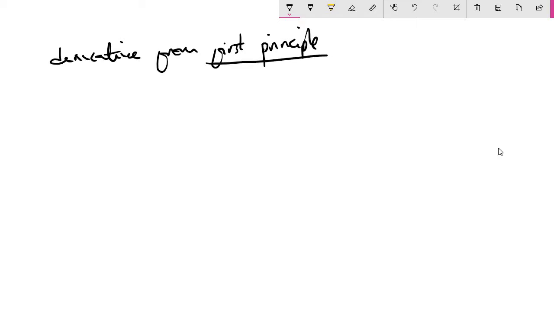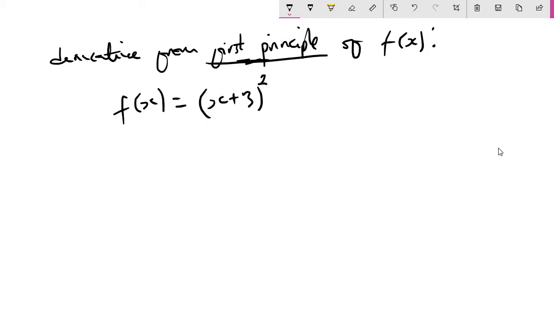I'm going to explain this after we have solved this and really try to give you the difference between when they say differentiate from first principle and when they don't say that. All right, so we are trying to find the derivative from first principle of f of x such that f of x is equal to x plus 3 whole squared.